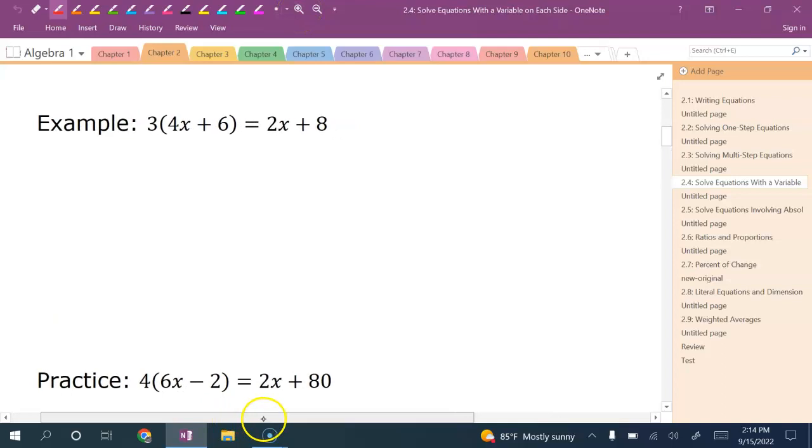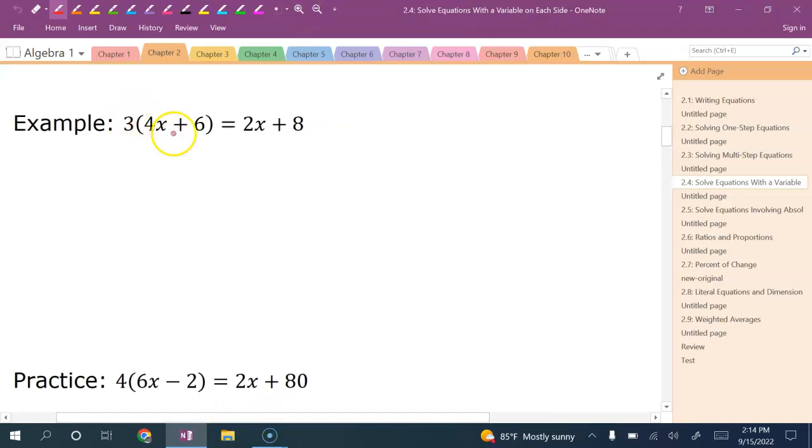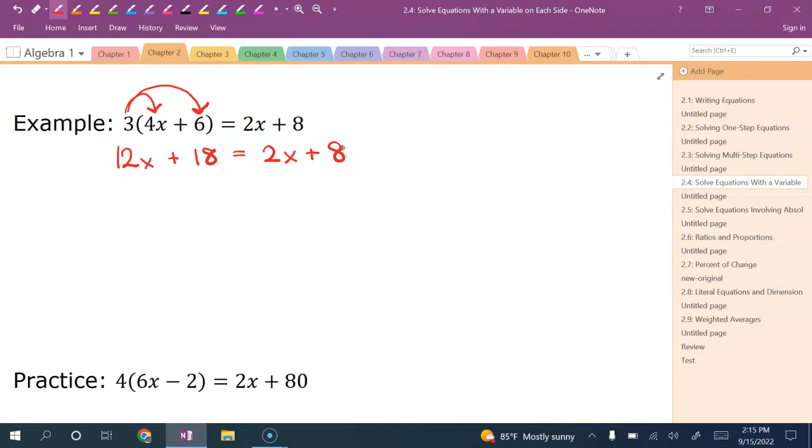For this first one, what I would do to start is get rid of the parentheses by distributing that 3. So that it says 12x plus 18 equals 2x plus 8. Then you're going to want to get your letters and your numbers together. So I've got the 12x and I see a 2x on the right hand side, and I need to get those to be combined. So what I'm going to do is subtract 2x.